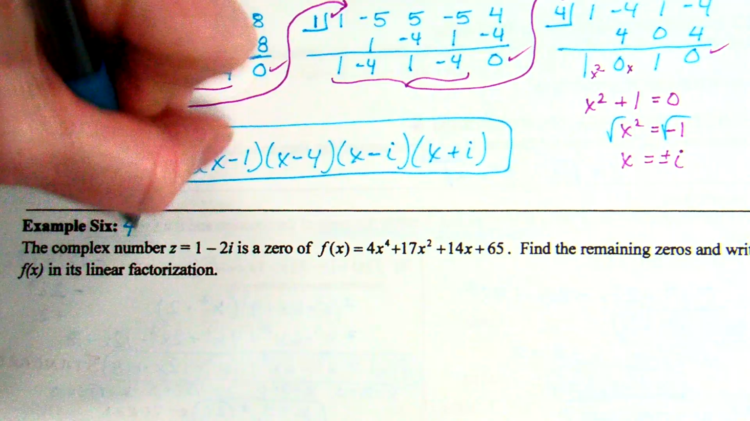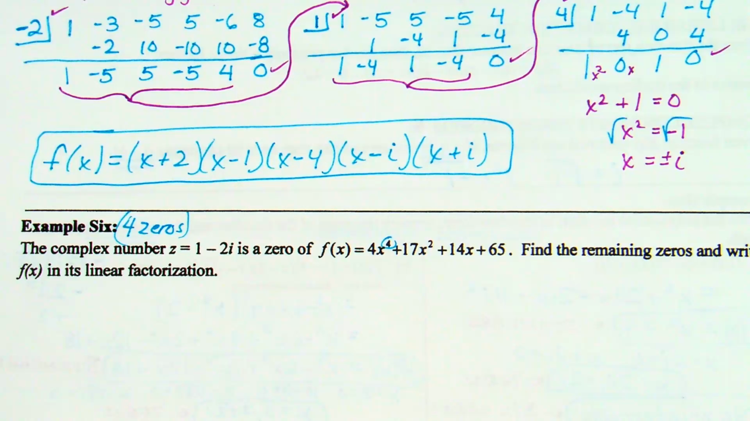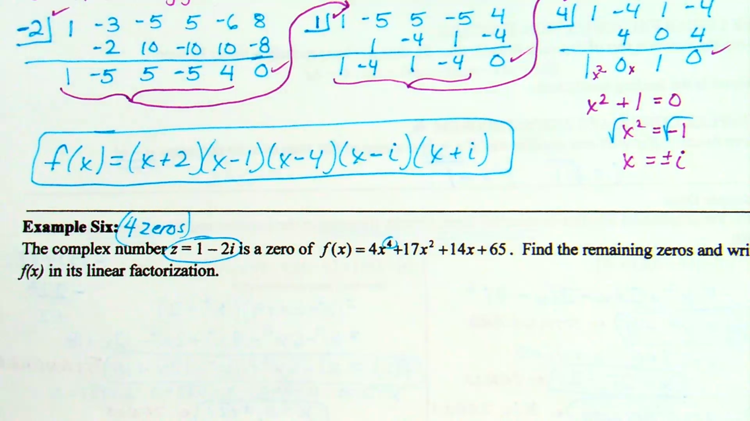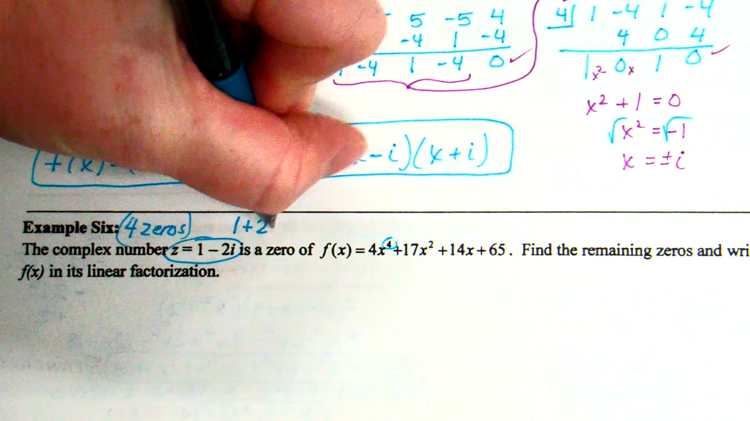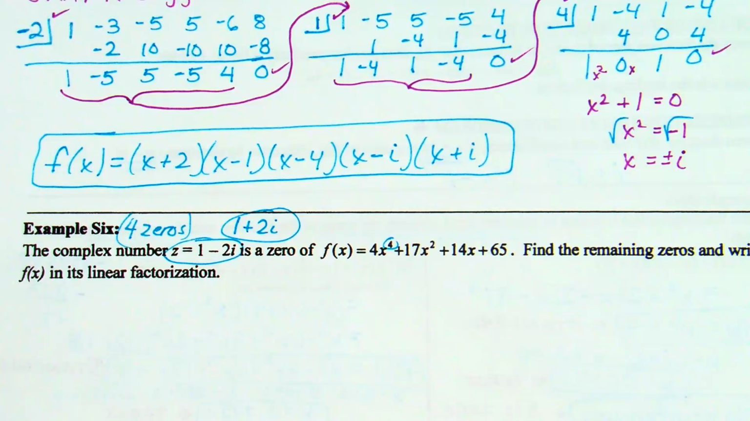What did they already give us? They gave us 1 minus 2i. Think. If we know 1 minus 2i, complex conjugate zeros theorem says we also know 1 plus 2i. So even though they only wrote down 1, they really gave us 2. Okay? Now that means we have 2 more to find, doesn't it?